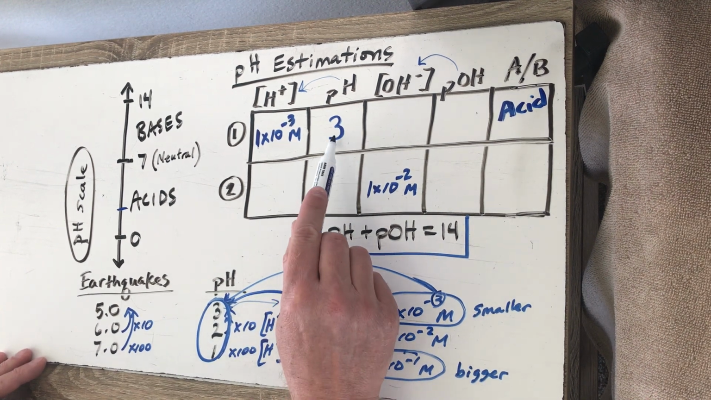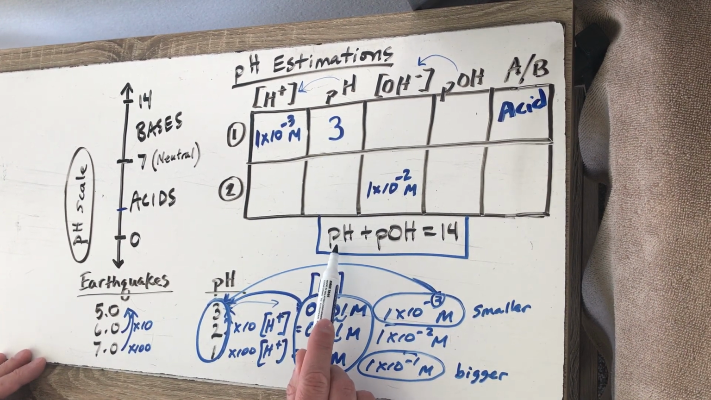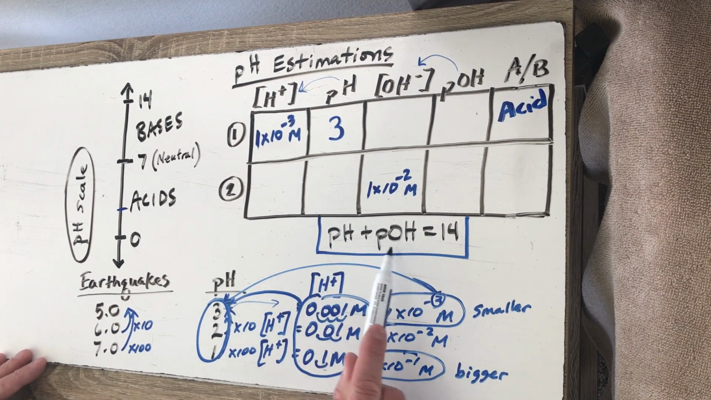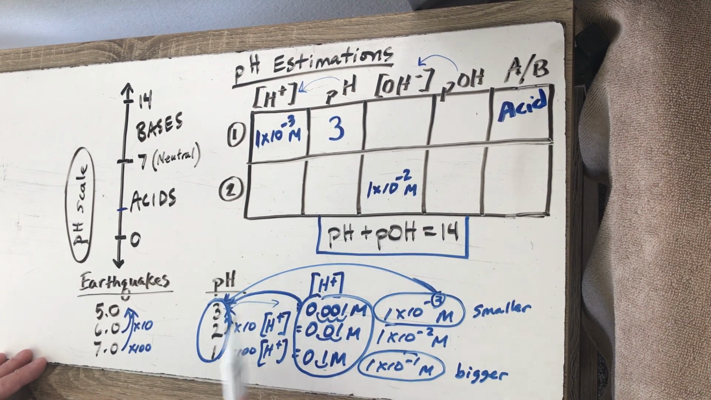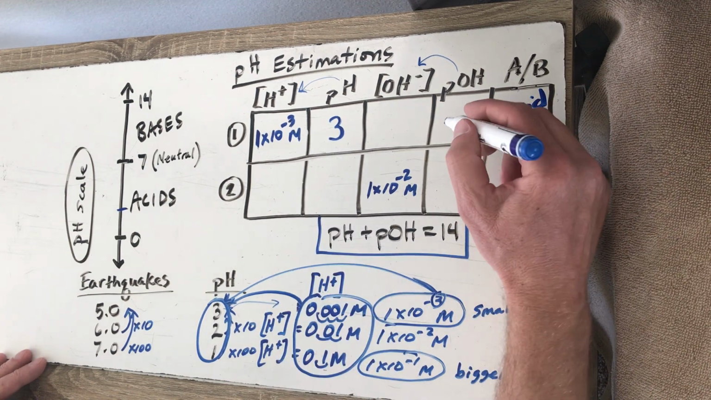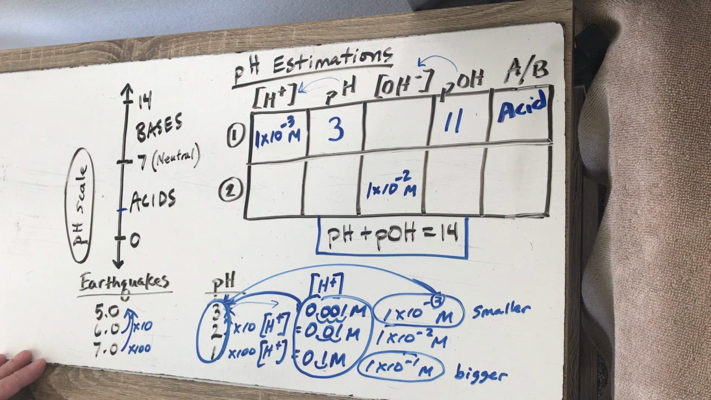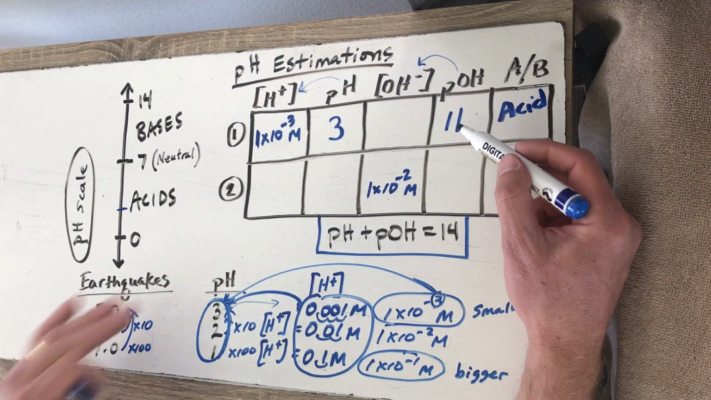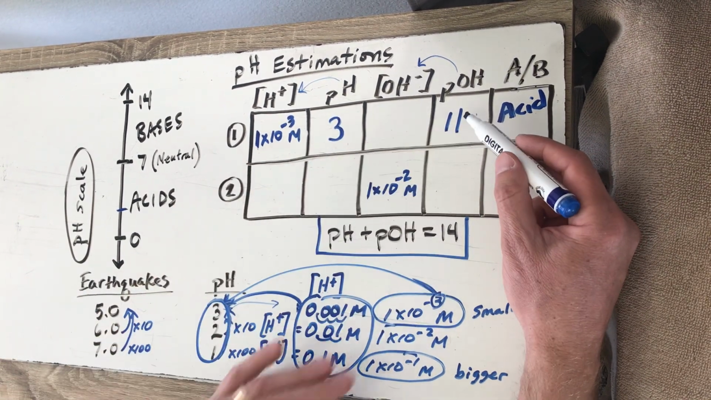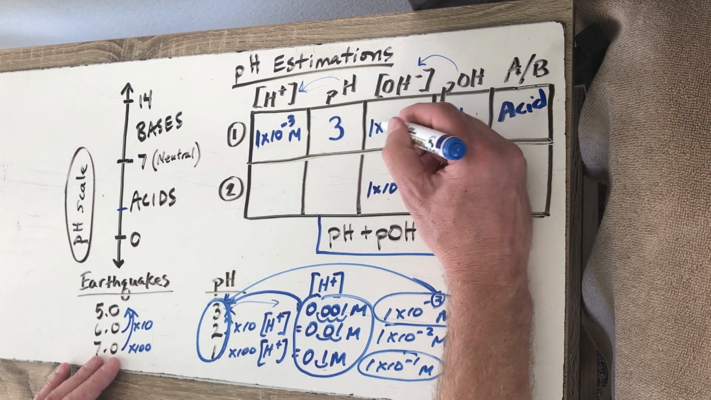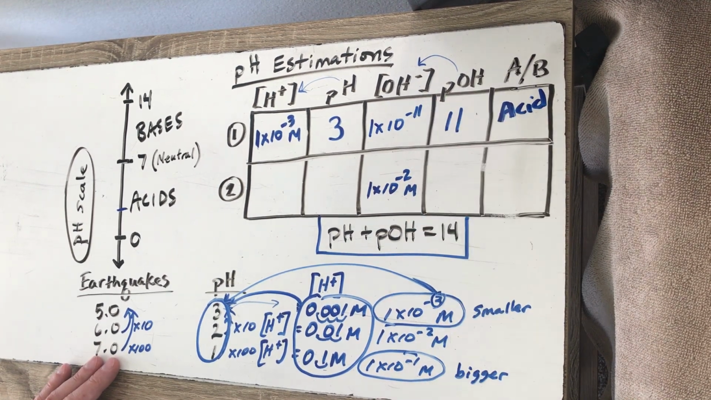So if the pH is 3, look down here. This is a nice equation to get used to. The pH and the pOH added together are always going to equal 14. So if the pH is 3, the pOH here must be 11, because 11 plus 3 would give me 14. And then I can see the same pattern exists here. If the pOH is 11, that must mean that the hydroxide molarity was 1 times 10 to the minus 11.